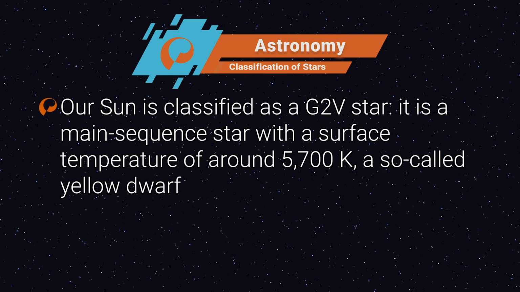Our Sun is classified as a G2V star. It is a main sequence star with a surface temperature of around 5,700 kelvins, a so-called yellow dwarf.